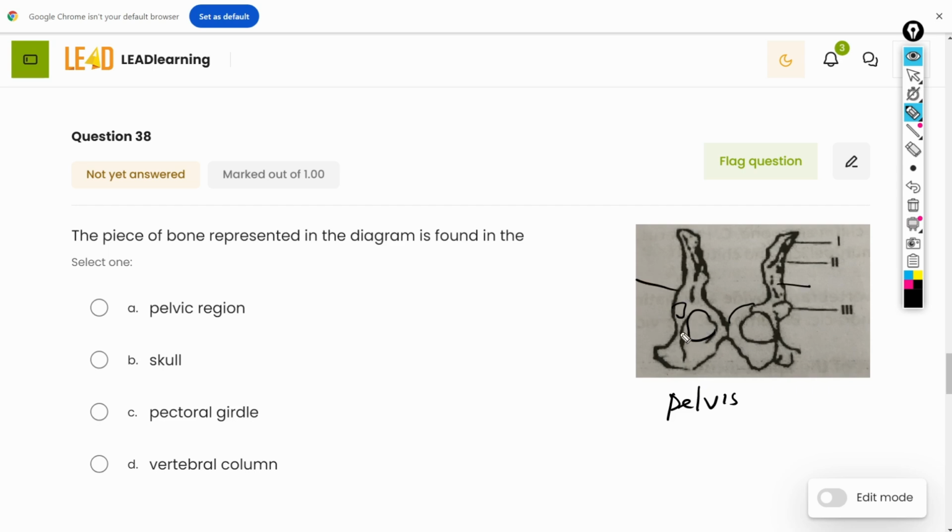We know it is the pelvis because we can actually see the part labeled 3, that is the acetabulum. We can also see the obturator foramen, and we can also see the pubis, this joint here. We can as well see the ilium. So if this is the pelvis, that means it is the pelvic girdle. This should be the pelvic girdle of a rabbit. So our correct answer is the pelvic region, which is option A.